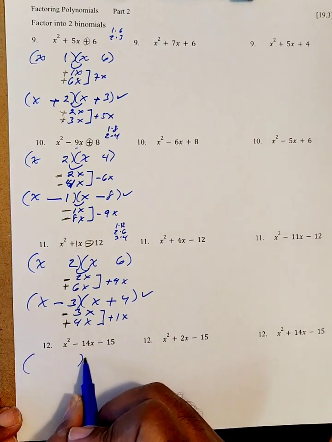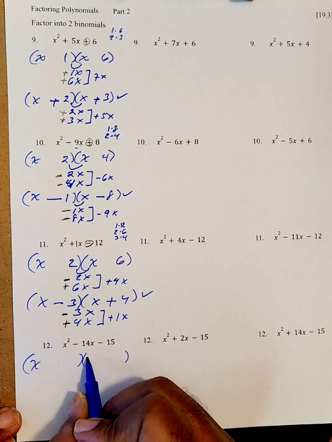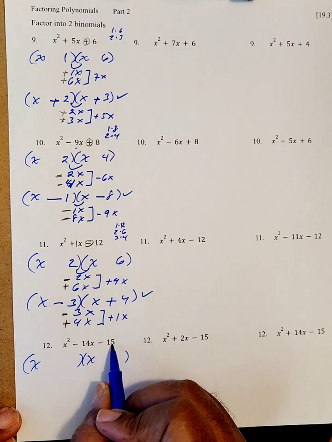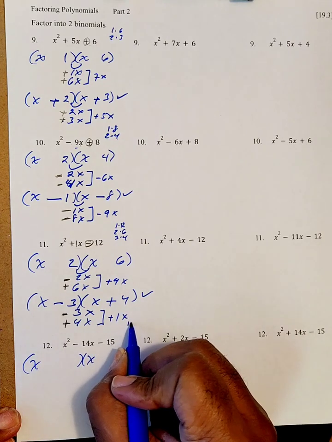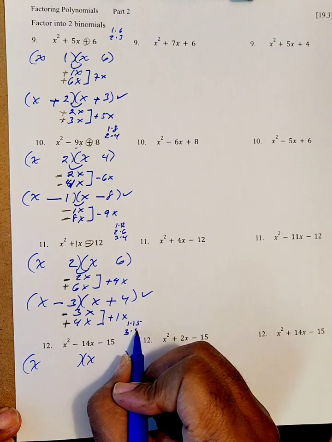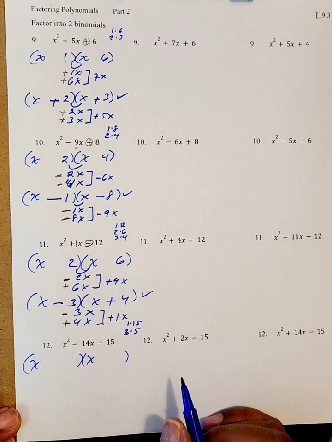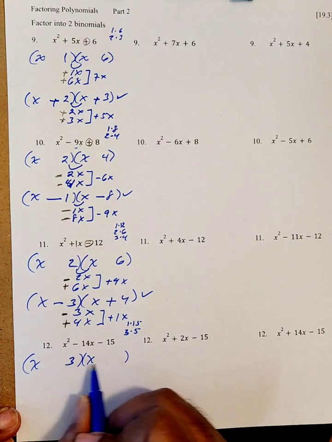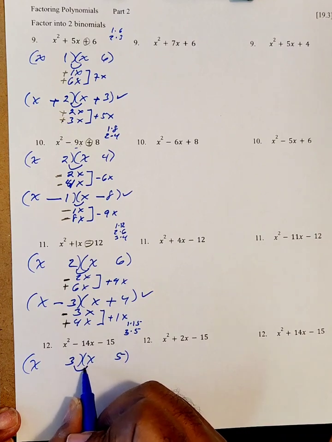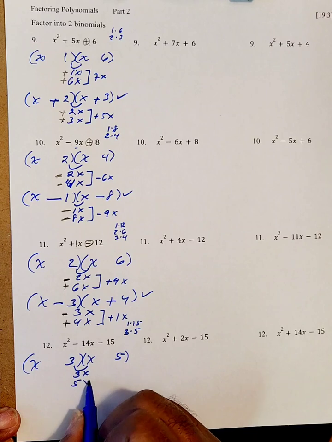Number 12. We want to break this up into two binomials. X squared will be x times x. And we have 15 here. 15, there's lots of choices. There's 1 times 15. There's 3 times 5. That's about it. Okay. So let's start with 3 and 5. This will give us an inside 3x. Outside will be 5x.